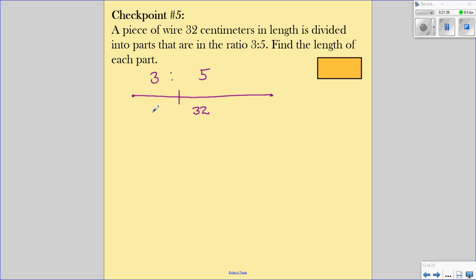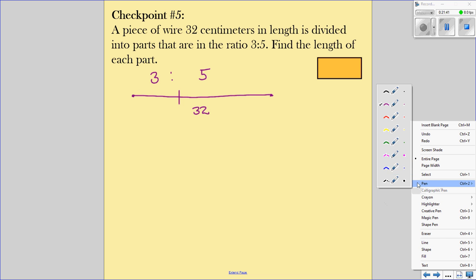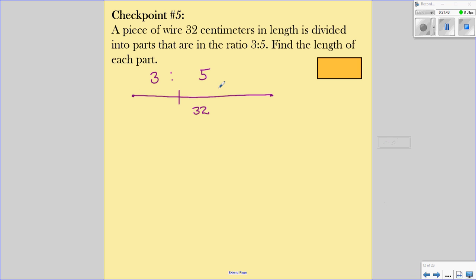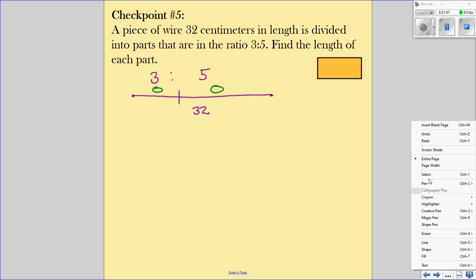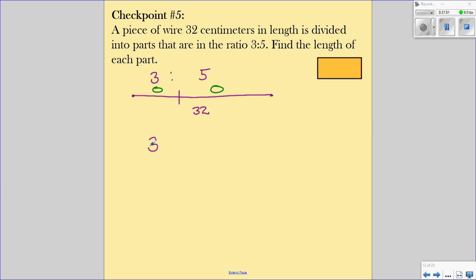So now you need to find out what this piece is and then what this piece is. So you set it up. You've got 3x plus 5x equals 32. That's 8x, divided by 8. x is equal to 4.